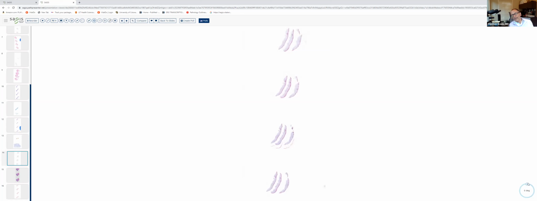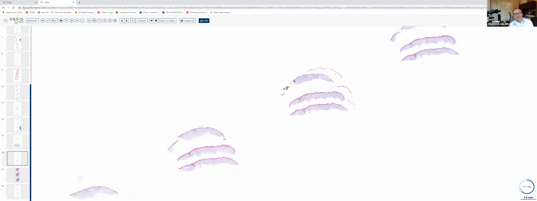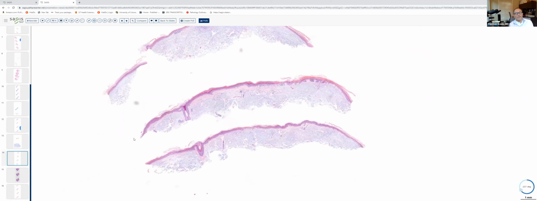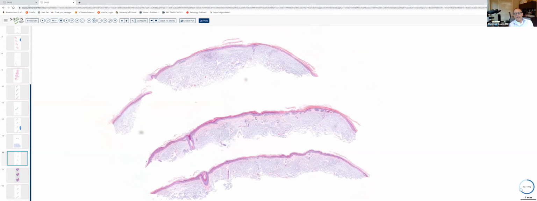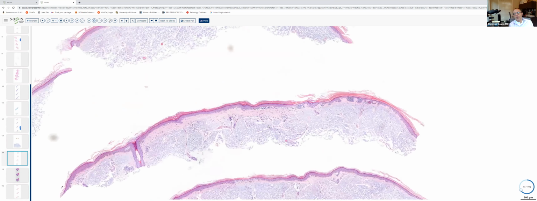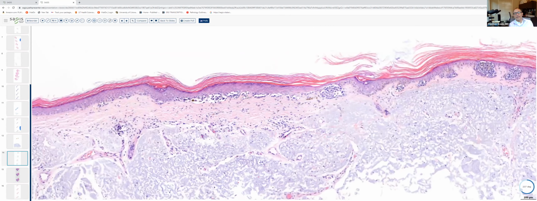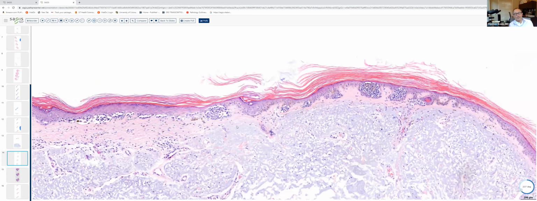Slide number 10 was, let me flip it, a trisected shave biopsy specimen. This is from severely sun-damaged skin. You can see that the epidermis is quite thinned with effacement of the rete ridge pattern. There's striking solar elastosis evident within the underlying dermis. If we look along the dermal epidermal junction, one can see that there's confluence of melanocytes present along this largely effaced dermal epidermal junction.